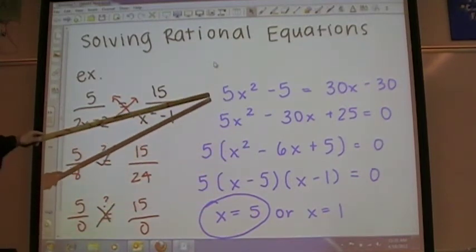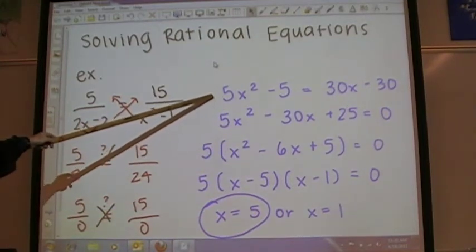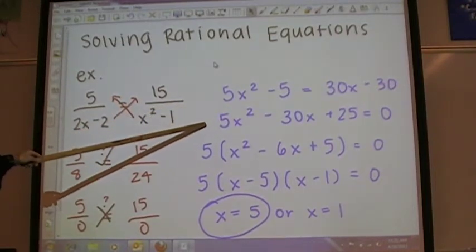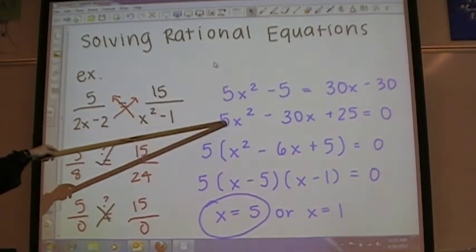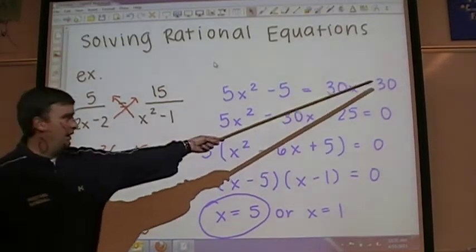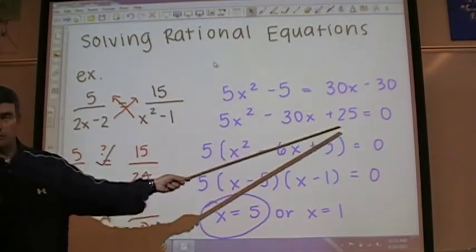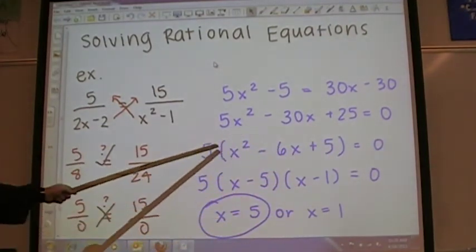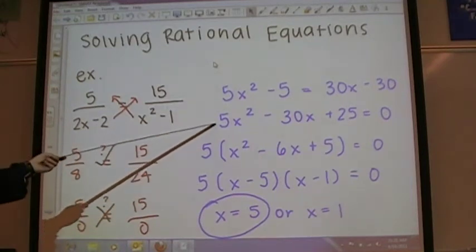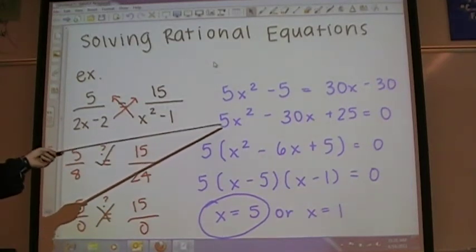So this is what I get first, and now I have a quadratic that I need to put in standard form, which I did right here. 5x squared, I brought the 30x over by subtracting it, then I added 30 to get 25. So you should get 5x squared minus 30x plus 25 equals 0. And then from there, solve by factoring, or you can solve here any method you want.